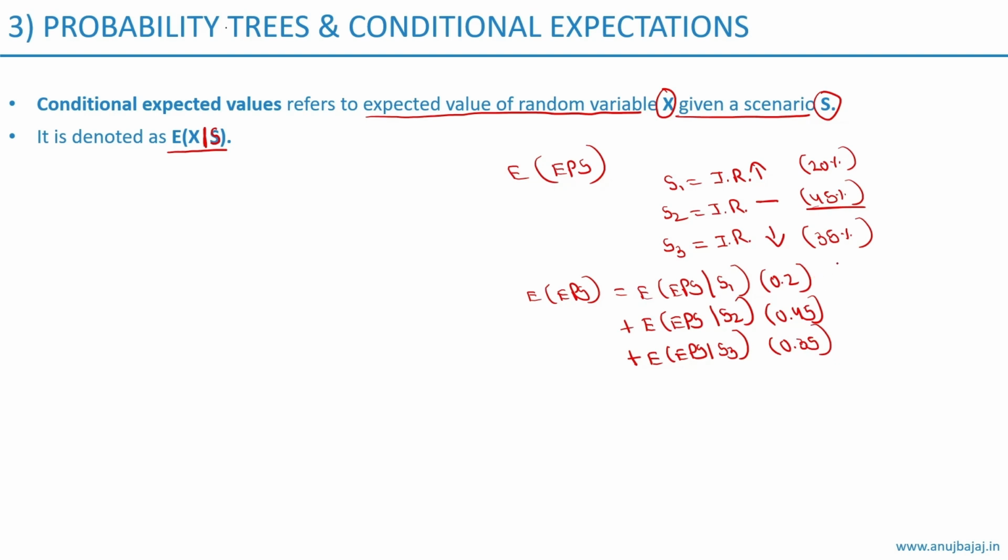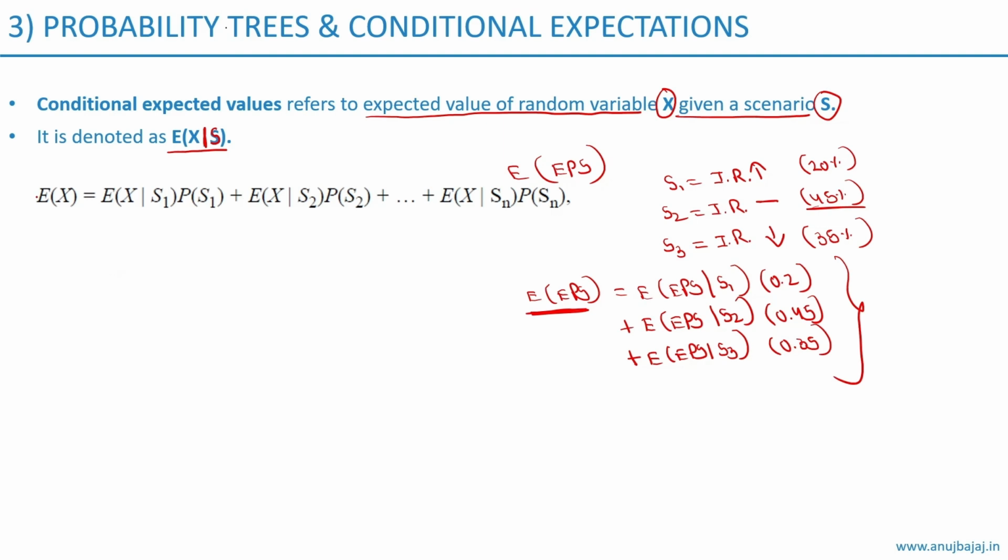So the unconditional value, that is the expected value, can be calculated based on conditional values. This is the formula where the expected value of a random variable x is the expected value of x given a particular scenario has occurred, multiplied by the probability of that particular scenario occurring. In our case, suppose the expected value of earnings per share in an environment where interest rate increases is 8 and the probability of interest rate increases is 20%.